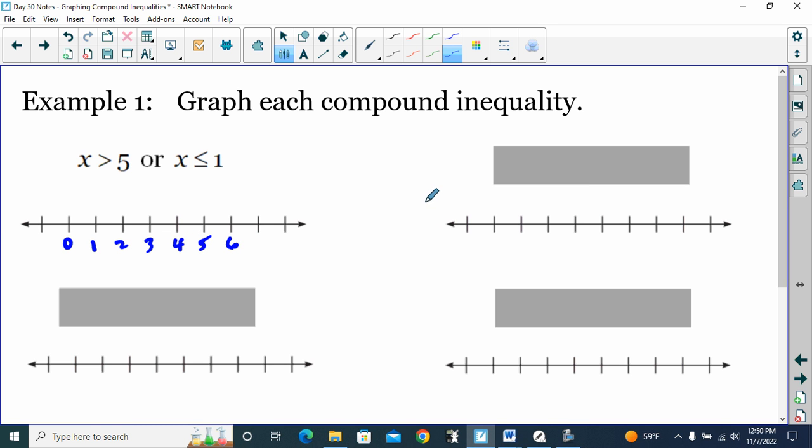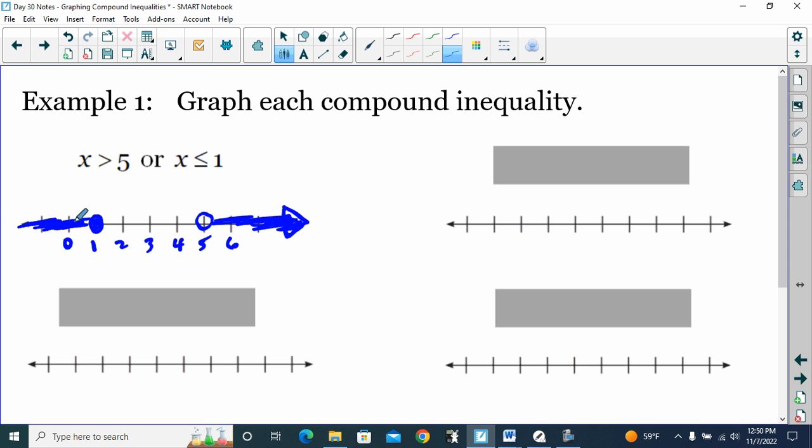And for an or statement, we shade in each inequality. X could be bigger than 5. So if x is bigger than 5, the whole statement's true. So I want to shade in everything bigger than 5. X could also be less than or equal to 1. So we need to shade in everything less than or equal to 1.